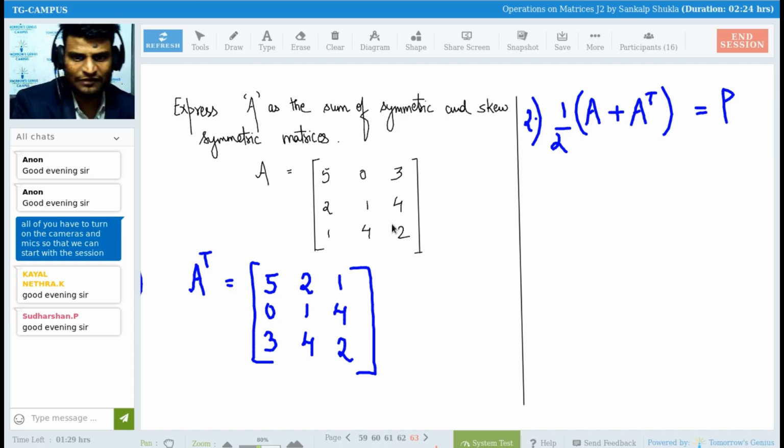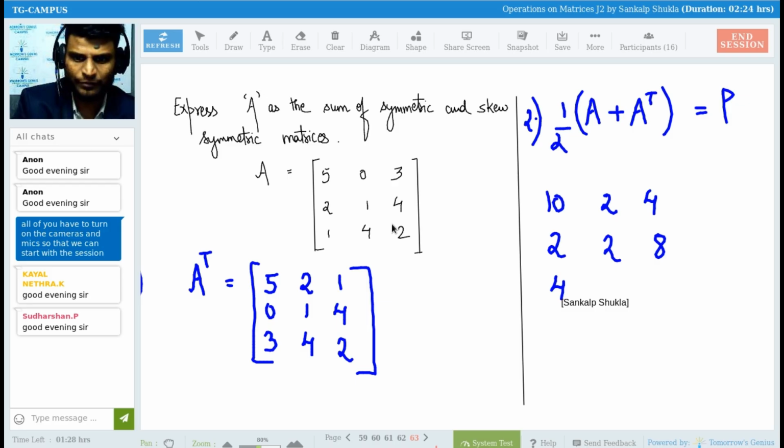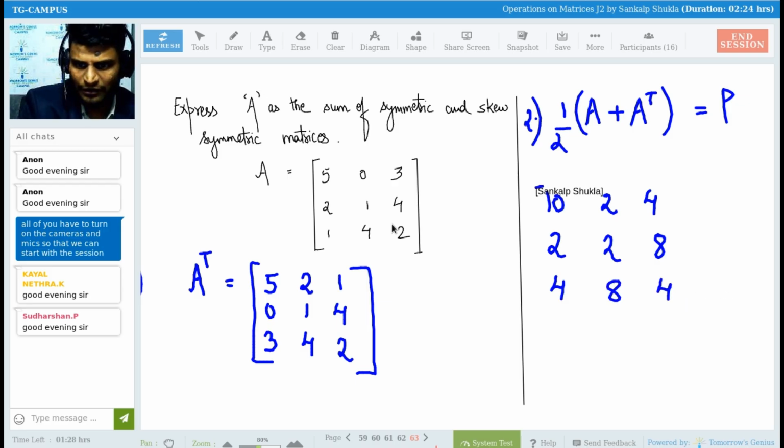A plus A transpose will be 5 plus 5, it will be 10. 0 plus 2, it will be 2. And 3 plus 1, it will be 4. 2 plus 0, it will be 2. 1 plus 1, it will be 2. And 4 plus 4, it will be 8. 1 plus 3, it will be 4. 4 plus 4, it will be 8. And 2 plus 2, it will be 4. So this is my A plus A transpose.